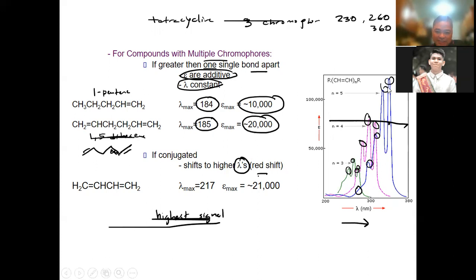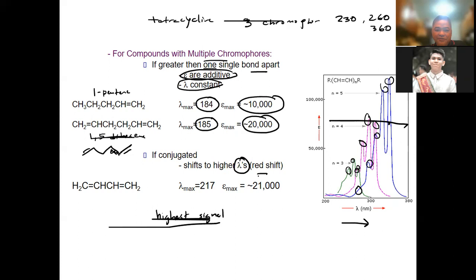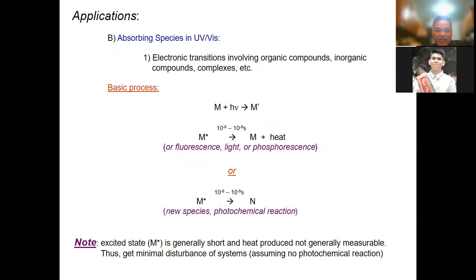So usually, for practical purposes, you use the highest one. Okay. So that's one way to use these UV-Vis in terms of molar absorptivity. Okay. So it used this so-called conjugation. Now, another thing that we could do is look at the absorbing species. So absorbance is just electronic transitions, and this involves both the organic compounds and the inorganic compounds and the complexes.